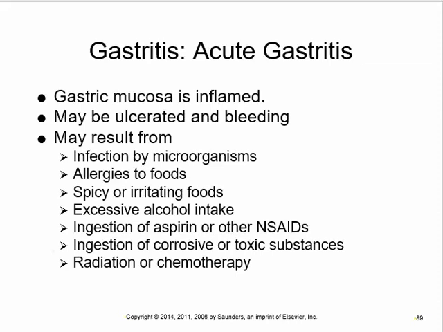Same thing with aspirin. Aspirin more than the other nonsteroidal anti-inflammatory drugs, but nevertheless, they get absorbed through the stomach. That's one of the reasons why we take enteric-coated nonsteroidal anti-inflammatories to try and get them past the stomach and into the intestine before we absorb them. Some people ingest corrosive or toxic substances, like drink bleach, that kind of thing. Radiation and chemotherapy are both really hard on the stomach.